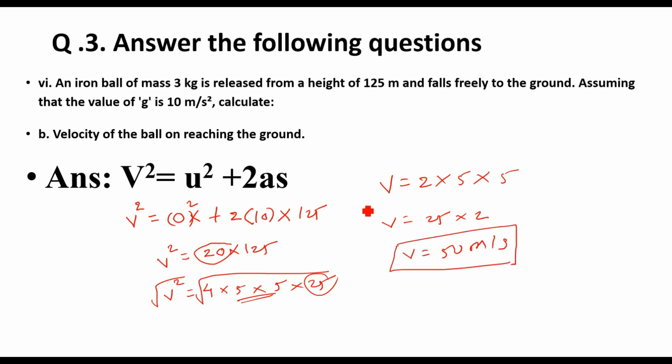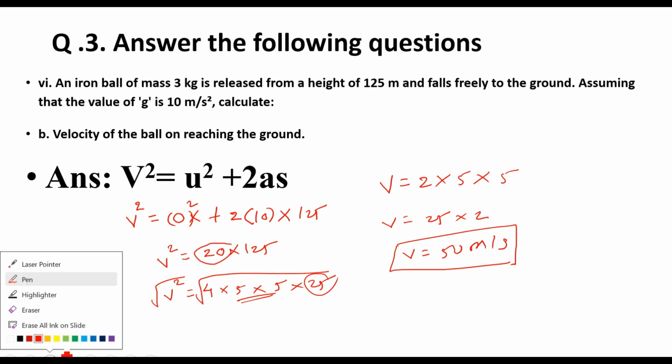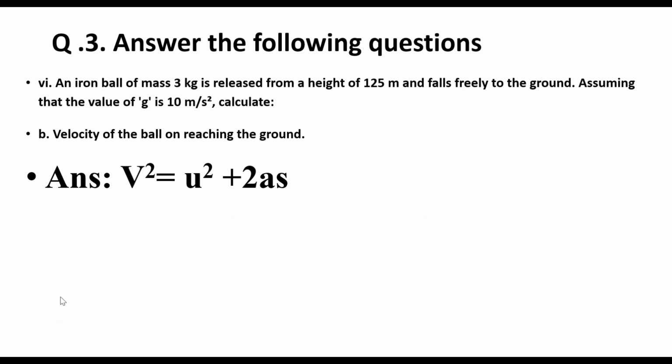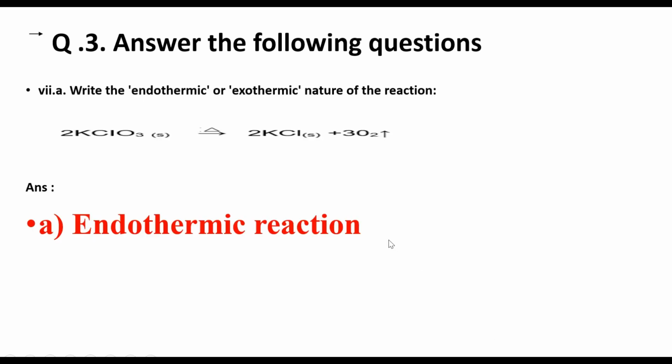the velocity of that stone on reaching the ground is what we have, 50 meter per second. This way you can calculate the answer of this particular question. Here we completed up to question number 3. Now we will move to sub-question number 7 of question number 3.